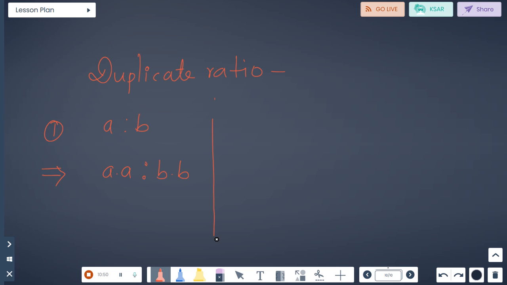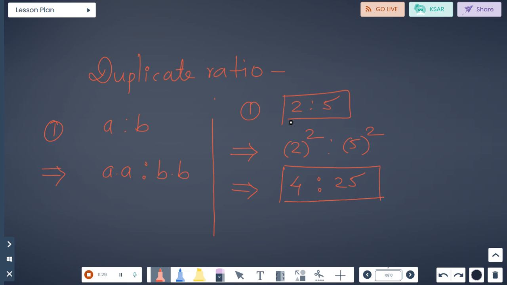For example, if the given ratio is 2 is to 5 and we have to find the duplicate ratio of 2 is to 5, we have to simply find the square of that ratio. 2 square becomes 4 and 5 square is 25. That is, 4 is to 25 is the duplicate ratio of 2 is to 5.